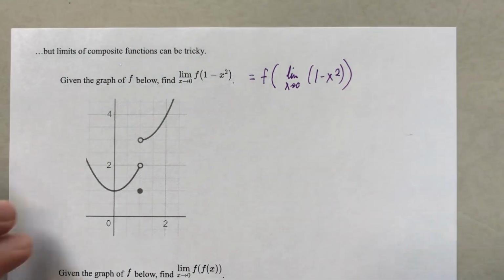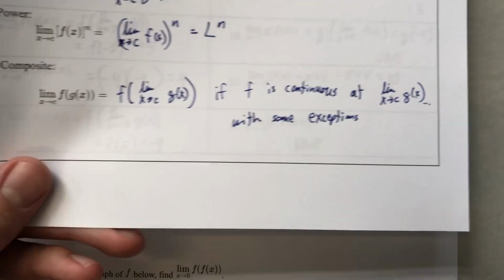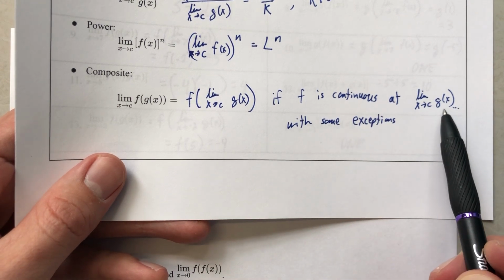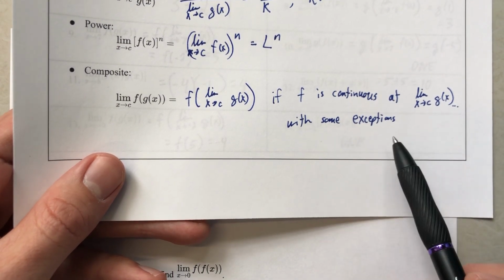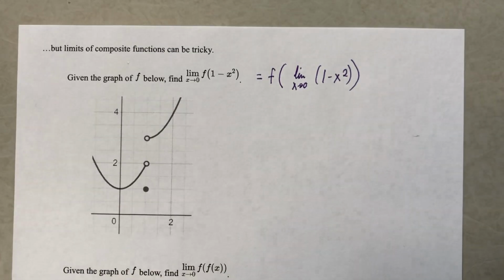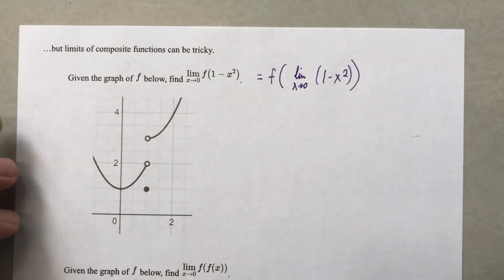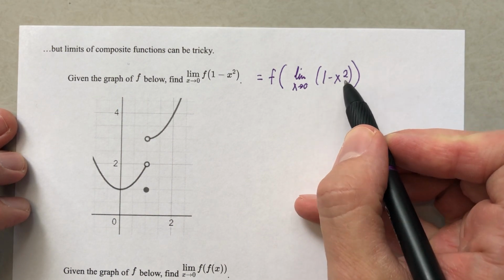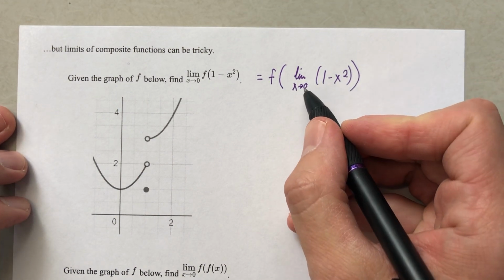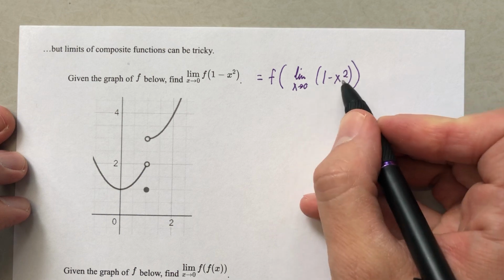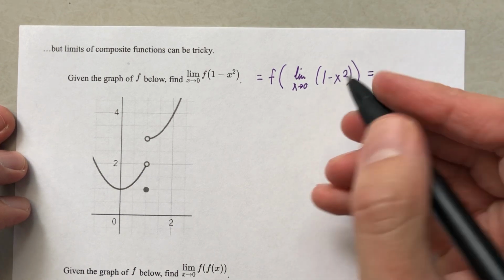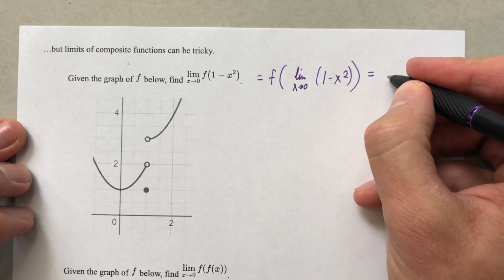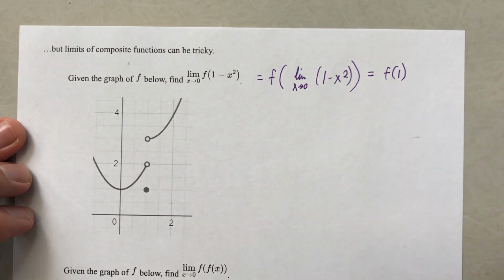Let's go back to what was written earlier. This is true if f is continuous at the limit as x approaches c of g of x, with some exceptions. These are the exceptions, the crazy things that can take place. First, let's figure out the limit as x approaches 0 of 1 minus x squared. Can I plug a 0 directly in? Yes, I can. I end up with basically f of 1.